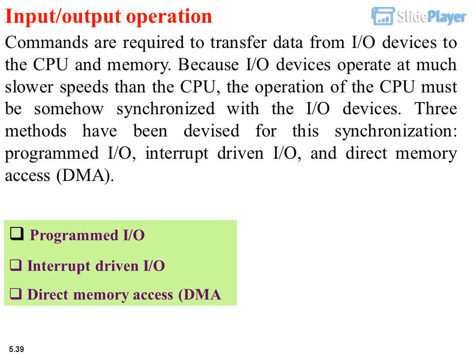Input/output operation. Commands are required to transfer data from I/O devices to the CPU and memory. Because I/O devices operate at much slower speeds than the CPU, the operation of the CPU must be somehow synchronized with the I/O devices. Three methods have been devised for this synchronization: programmed I/O, interrupt-driven I/O, and direct memory access, DMA.